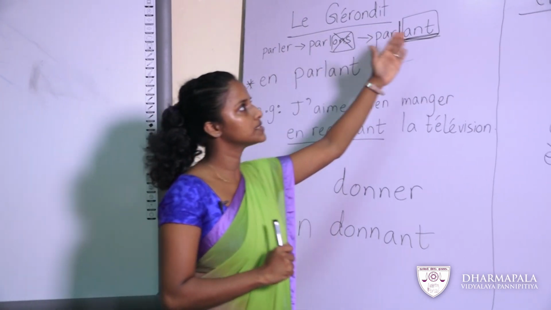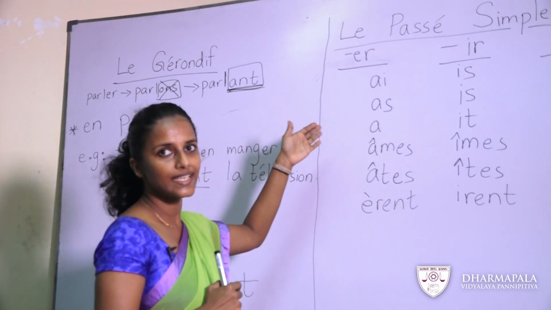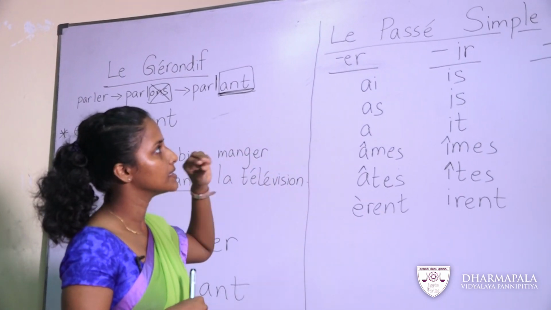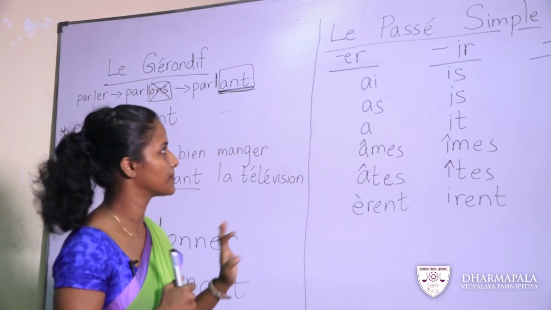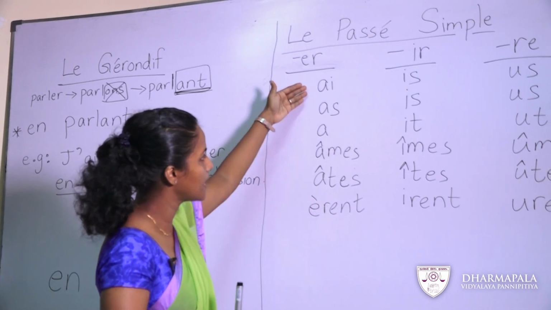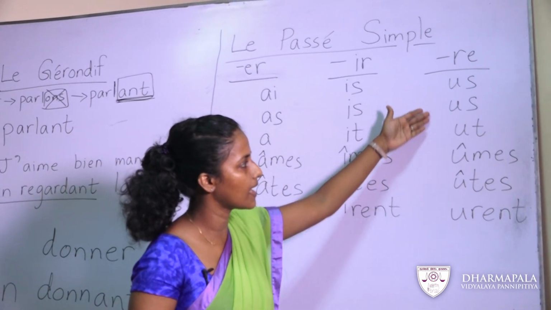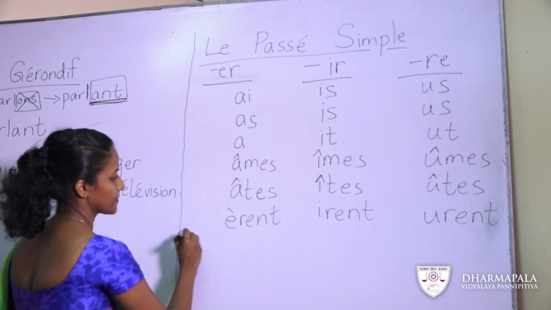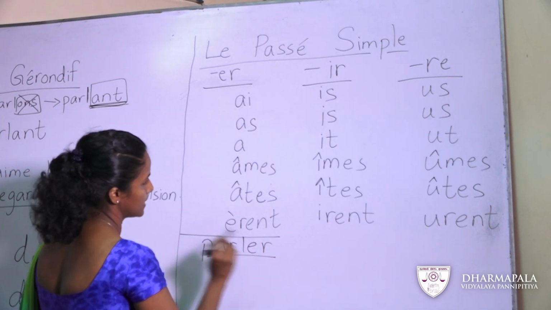Right. Now, let us go to le passé simple. This is a small tense. Now, we use this in written form, and we have to translate this into English as past tense. So, to form passé simple, for ER verbs, we have these conjugations. For IR, these conjugations, and for RE, these. We will take an ER verb as an example, parler as usual.